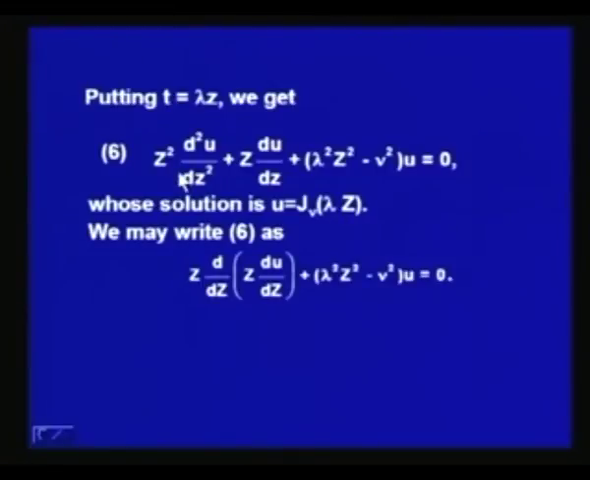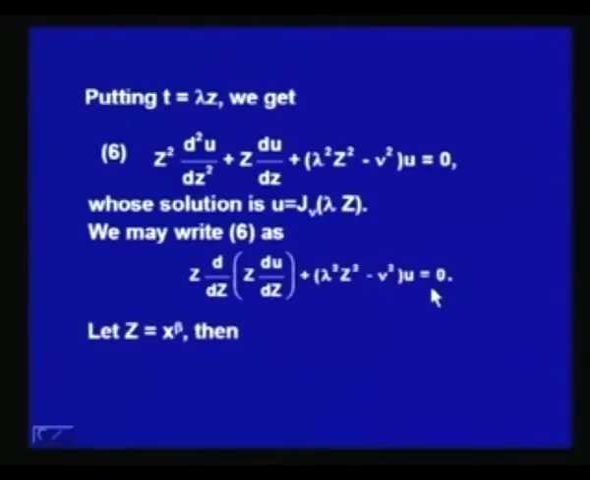We may also note that the first two terms of this equation 6 can be expressed as z into d over dz of z du by dz, because when you differentiate z into du by dz with respect to z, what you get is du by dz plus z d square u by dz square, and when you multiply z to that you get z square d square u by dz square plus z du by dz. So equation 6 can be written in an alternate form as z d over dz of z du by dz plus lambda square z square minus nu square into u equal to 0.